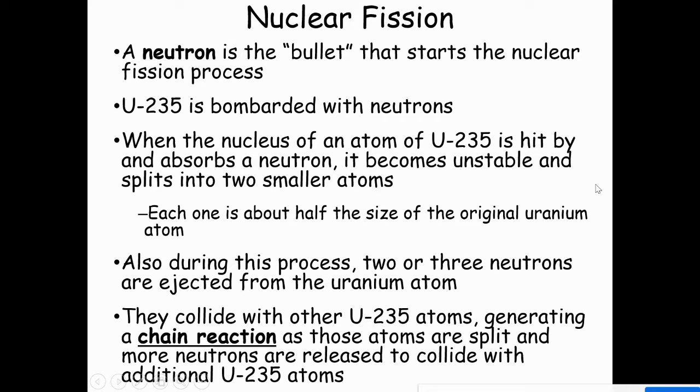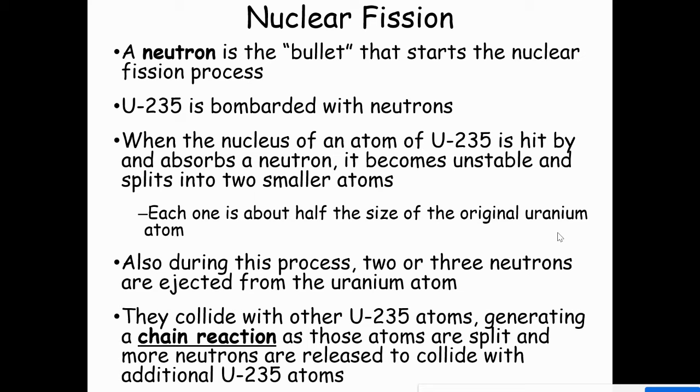And as a result, it's going to split into two smaller ones, which are roughly about half the size of the original uranium. And then not only do you get those daughter atoms, you also get a few neutrons that are going to be ejected from the uranium atom. And so what happens is you end up getting something called a chain reaction.